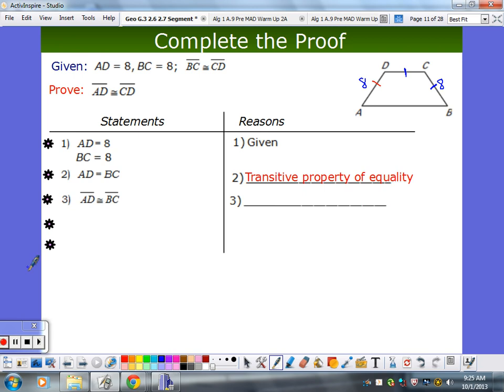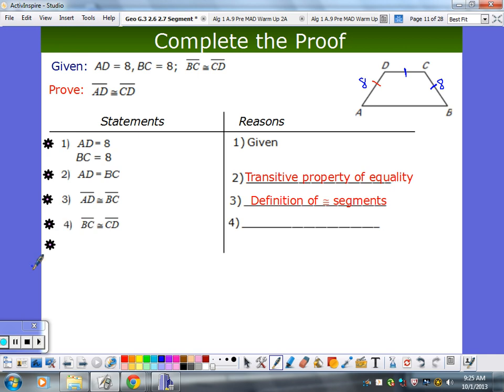Now I'm saying these 2 segments are congruent. AD and BC congruent. How come? How come, Rachel? Yeah, the definition of congruent segments. Because that's it. The same measure, they must be congruent.